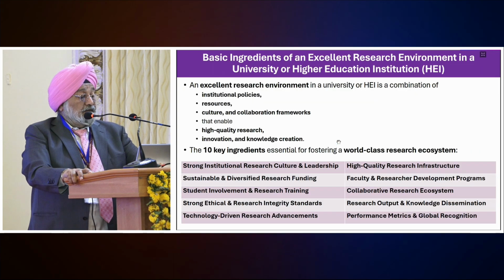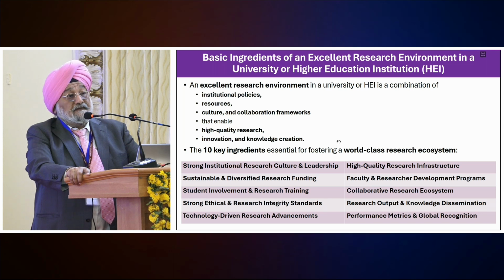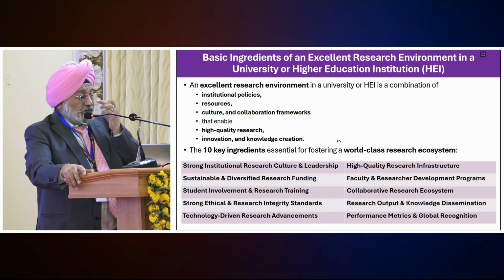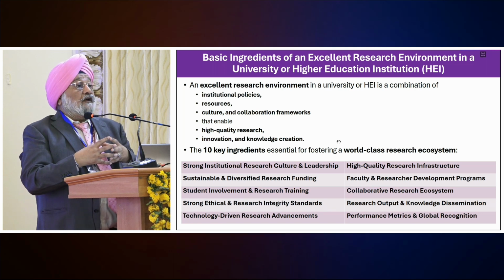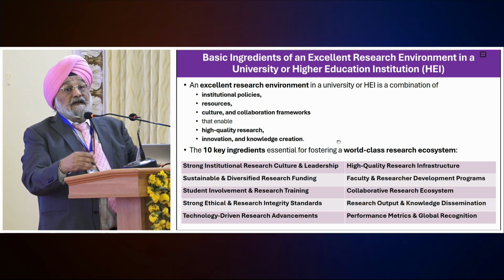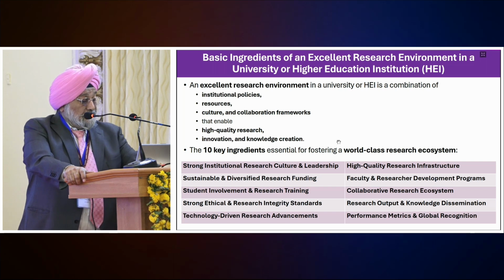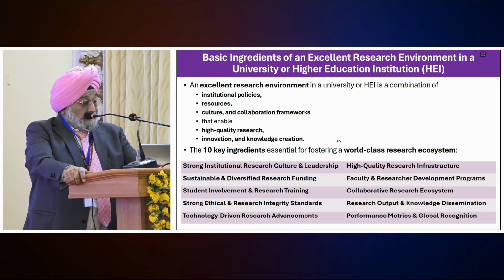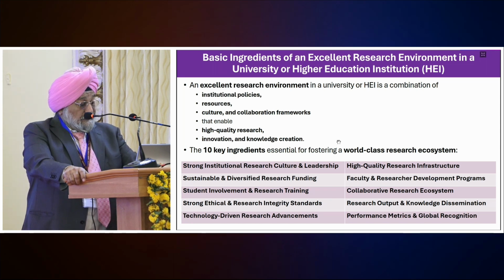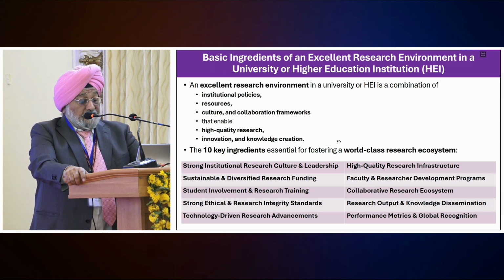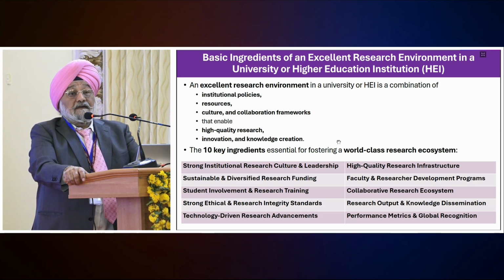Similarly, 10 key ingredients for creating a research environment within your institution. Now, there could be a full presentation just on research. So you have to have a very strong research culture within your institution, and how you actually develop it is very important. Strong institutional research culture and leadership, sustainable and diversified research funding, student involvement and research training, strong ethical and research integrity standards, technology-driven research advancements, high-quality research infrastructure, faculty and research development programs, collaborative research ecosystem, research outcome and knowledge dissemination, and performance metrics and global recognition. So this is what the Honorable Vice President was talking about.